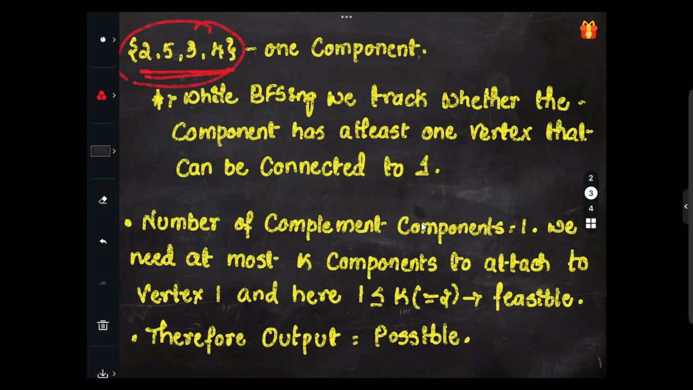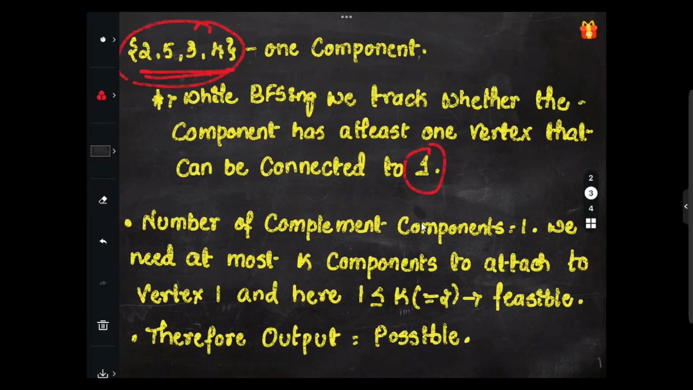So this is one of the components, 2 5 3 4, right? One component. The second point here is while BFSing, by making use of the BFS, we track whether the component has at least one vertex that can be connected to the 1. So this one is the second criteria that they have given in the question, right? So while BFSing, we track whether the component has at least one vertex that can be connected to the edge 1, right?